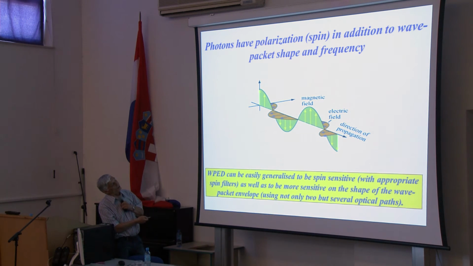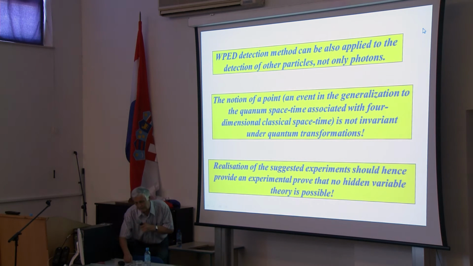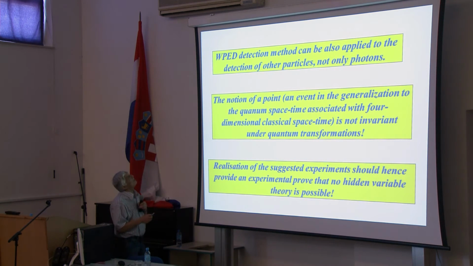So this method, wave packet envelope determination, can be easily generalized to be spin sensitive with appropriate spin filters, as well as to be more sensitive to the shape of the wave packet envelope using not just two independent phases, as I showed you, but more than two phases, which can be easily done and is just a technical problem, not important for the explanation of what I wanted to do. So as a conclusion, the wave packet envelope detection method can also be applied to the detection of other particles. I said only photons, but not only photons: electrons, protons, and so on.